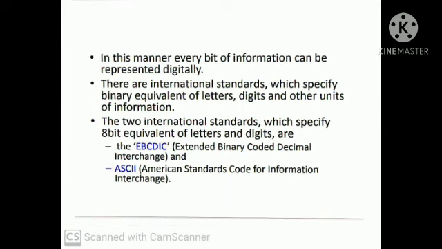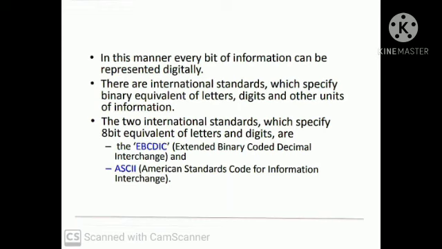There are international standards which specify binary equivalents of digits and other units of information. The two international standards which specify 8-bit equivalents of letters and digits are the Extended Binary Coded Decimal Interchange Code, that is EBCDIC, and then ASCII. ASCII means American Standard Code for Information Interchange.